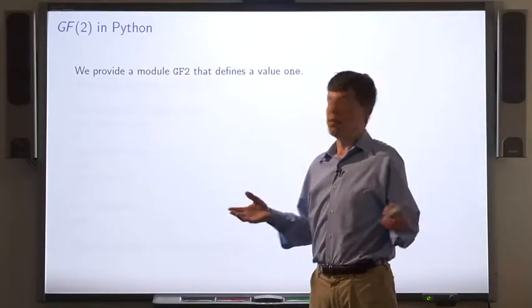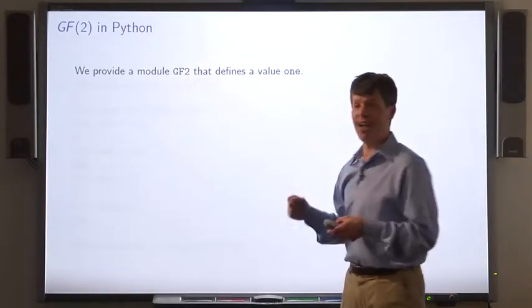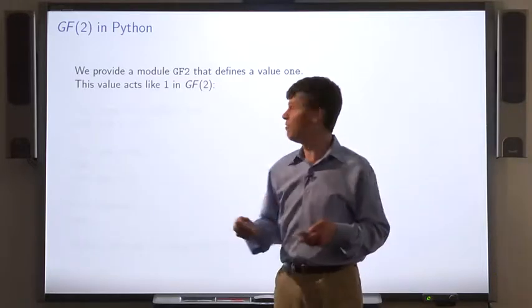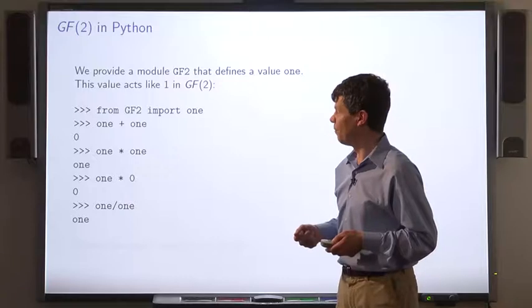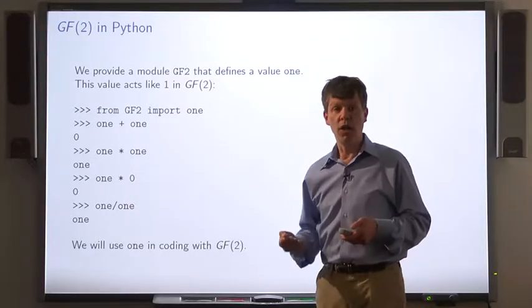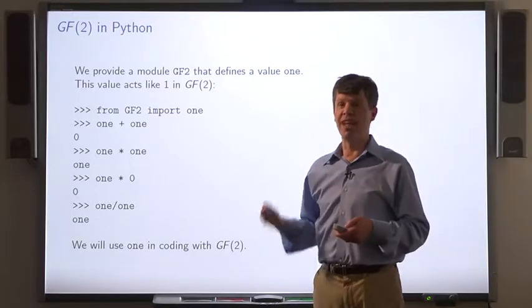And we'll provide a simple module called GF2 that defines a value 1. This value acts like the 1 in GF2. And we'll use 1 when we write programs that operate on GF2 values.